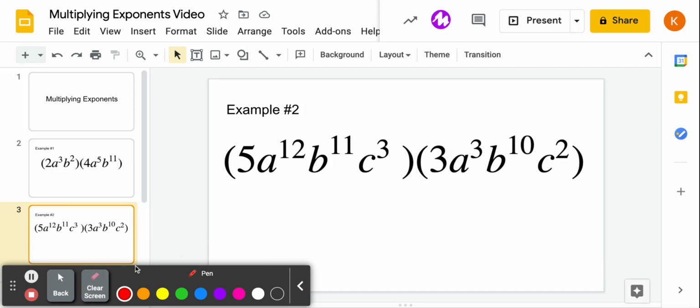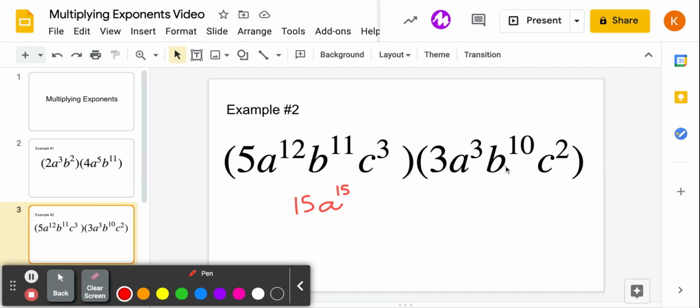So this one here, a little more detailed, but still the same exact process. Again, take the coefficients, 5 and 3. All right, 5 and 3, with it being multiplied. 5 times 3 is 15. That's taken care of. Now apply your rules of exponents. Again, I'm multiplying a base of a with another base of a. A to the 12th times a to the 3rd is keep the base, add your exponents. 12 plus 3, 15.